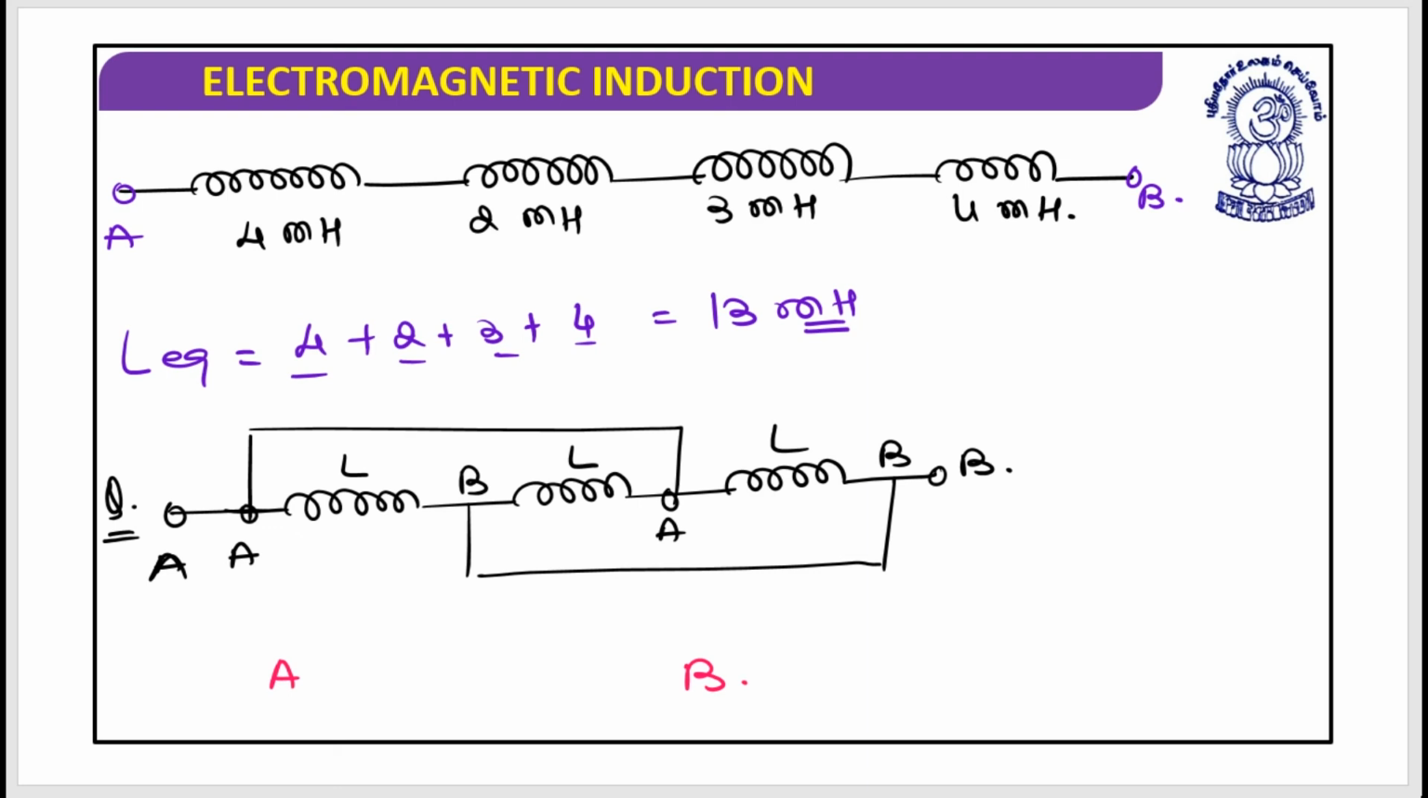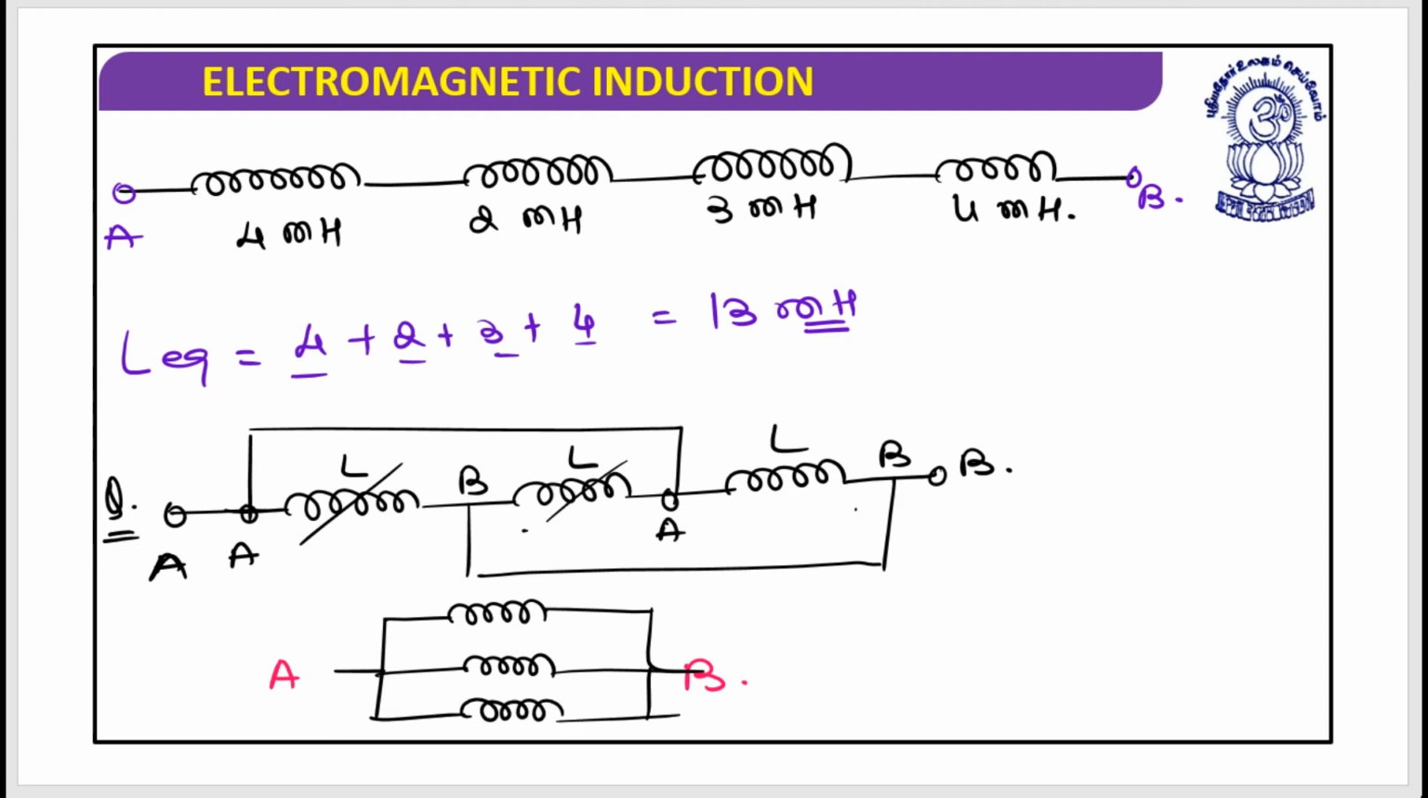So from A to B, this can be written as parallel, A to B. This has been drawn. Now B to A could be drawn like this, and A to B could be drawn like this. So this is L, this is L, this is L, and the L equivalent is L by 3 Henry. Have you got this? This L equivalent is L by 3 Henry.